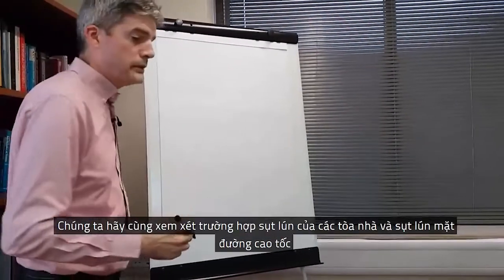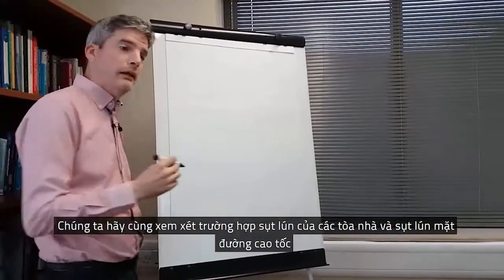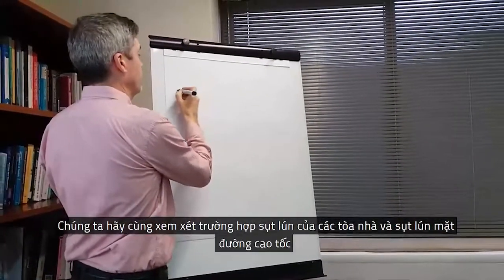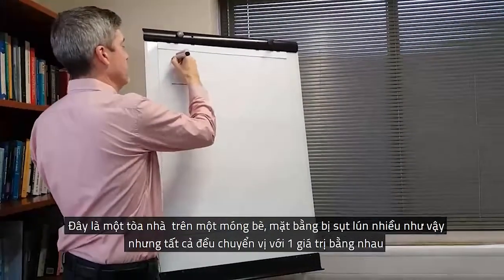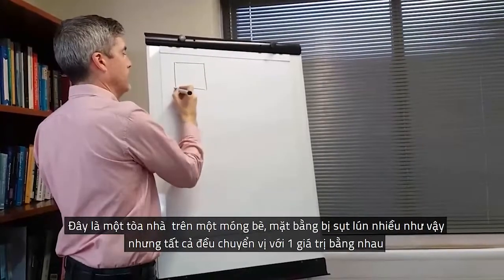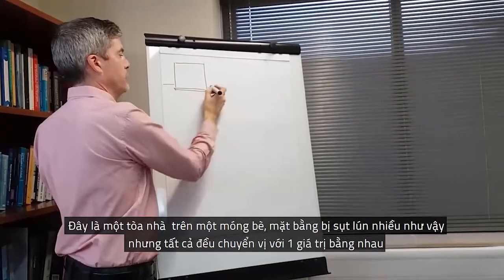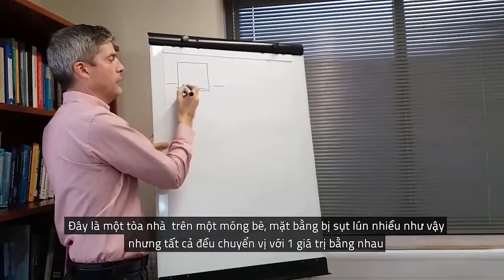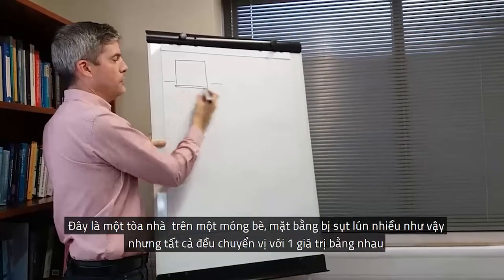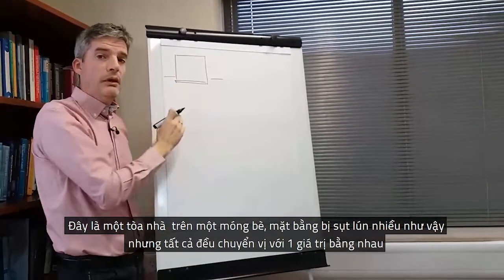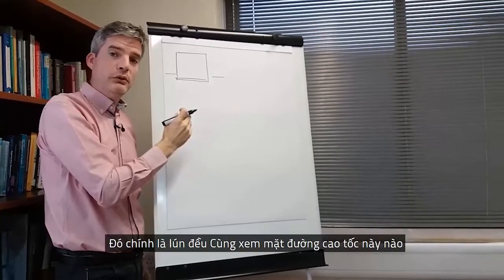So let's look at the case of building settlement and highway pavement settlement. So we have a building like that on a spread foundation. There's the ground level. It has settled that much, but all by the same amount. So that is uniform settlement.